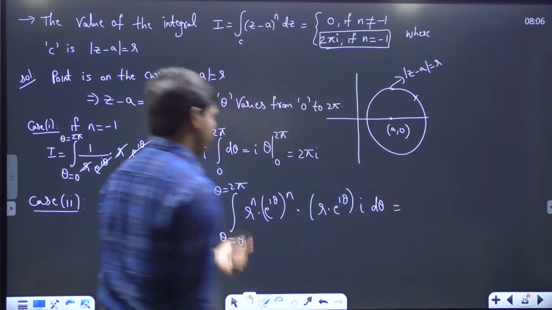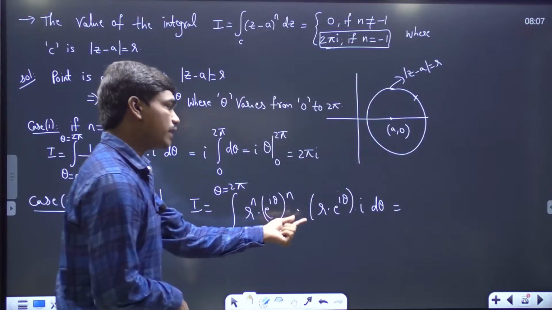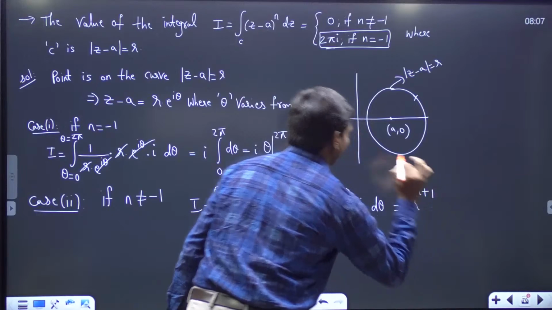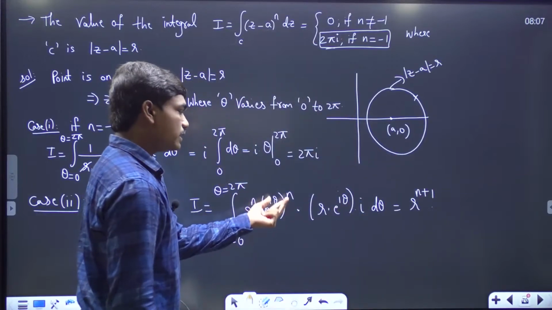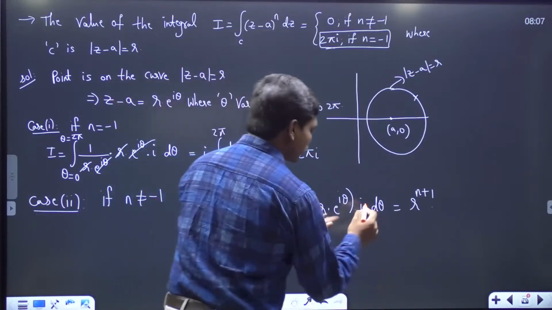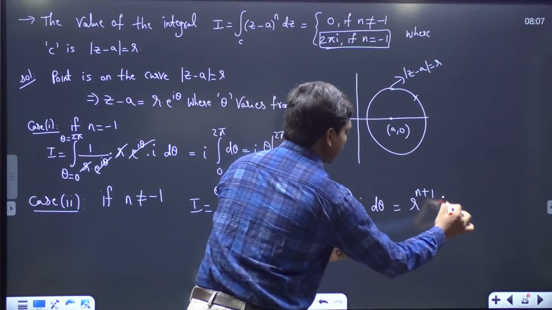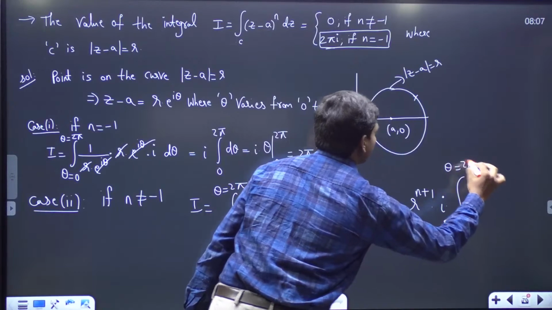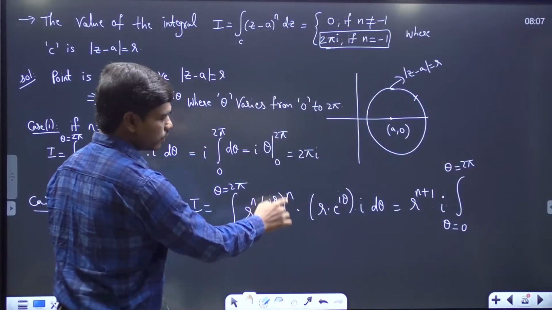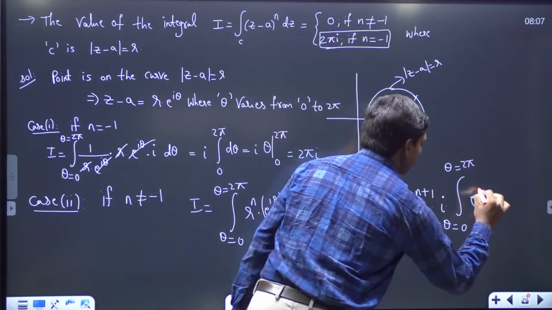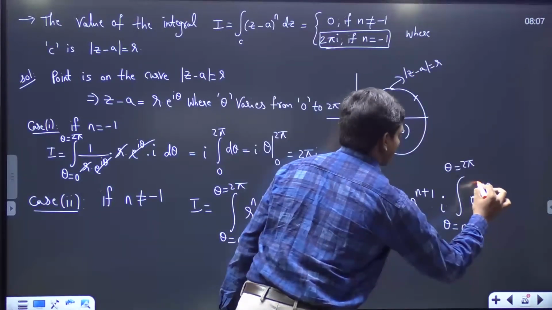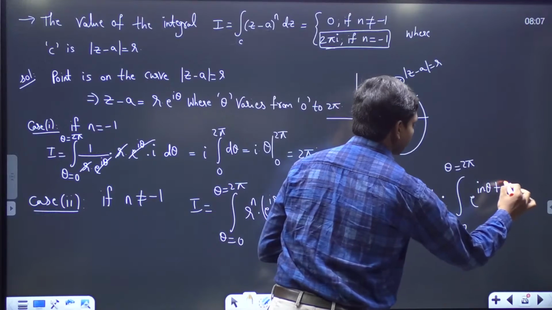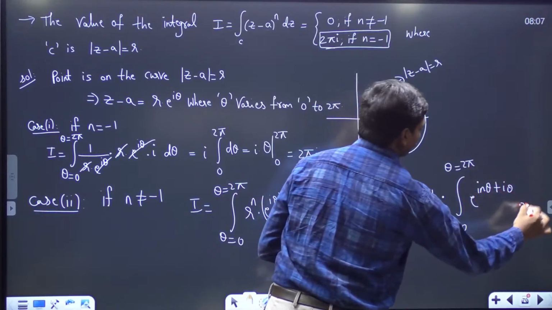This is equal to r power n into r, so r power n plus 1, into e power i n theta into e power i theta. Of course, this i is also a constant, so we can write it outside the integration, with theta from 0 to 2 pi. Now e power i theta whole power n can be written as e power i n theta, into e power i theta is also there. So can we write plus i theta here? We can write that d theta.